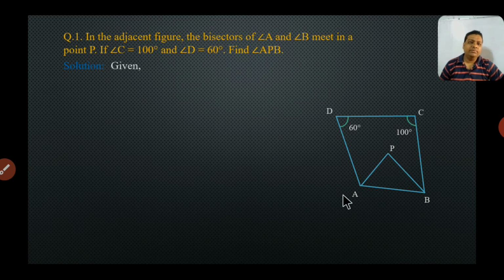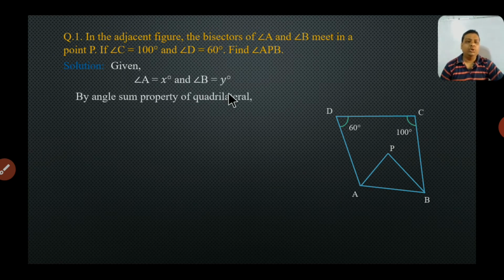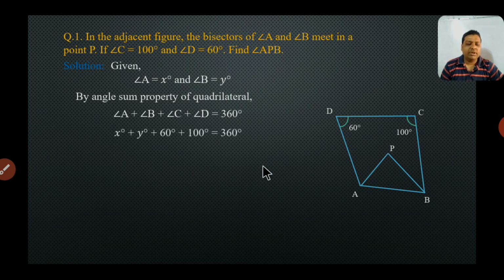Let's find it. First, we assume angle A is x degrees and angle B is y degrees, the whole angles. By the angle sum property of a quadrilateral, angle A plus B plus C plus D equals 360 degrees. C and D are given, but A and B are not. So x plus y plus 160 equals 360. Taking 160 to the other side, 360 minus 160 is 200 degrees. So x plus y equals 200 degrees.